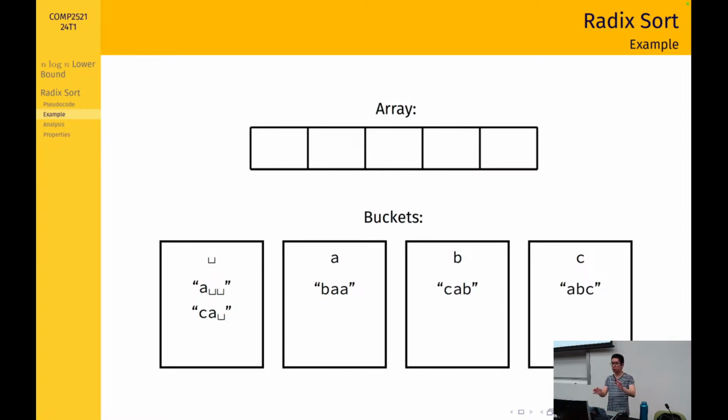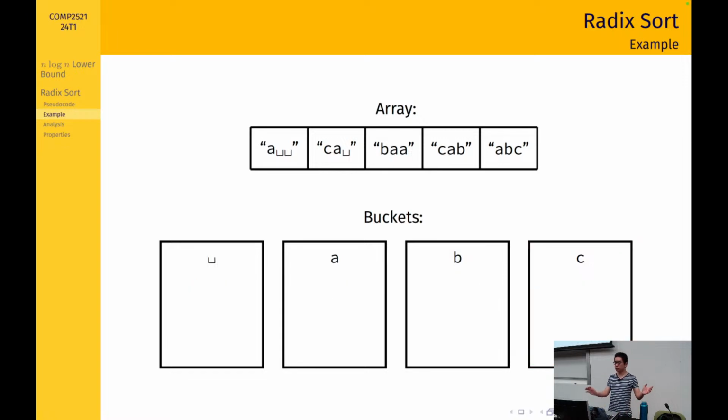Now we're going to clear our array, and then for each bucket in order, we're going to store the keys back into the array, right? So for the blank bucket, we're going to store these keys into the array, then we're going to go to the A bucket, then the B bucket, then the C bucket, right? And now we've sorted the array by the last symbol, the last character, and all of this is done in O(n) time, right?